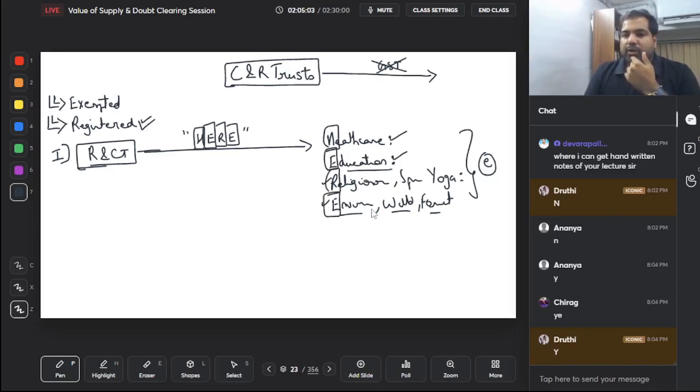Guys, remember, education also includes skill development, but only in rural areas for people above the age of 65 years. Only that will be exempt.